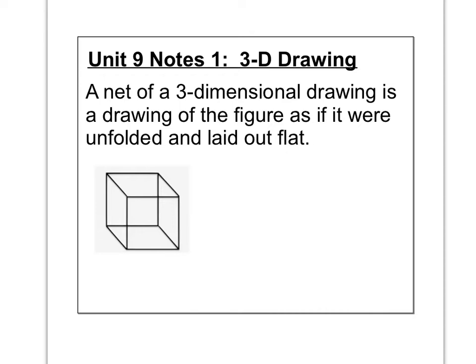A net of a three-dimensional drawing is a drawing of a figure as if it were unfolded and laid out flat. Imagine that this morning for breakfast you had some Honey Nut Cheerios and you were the person who finished the last of it. You finished off the box and you'll get in trouble from your mom if you don't recycle that box. And so you take your finger and you run it along the seams and you open that box all the way up so it's totally flat and laid out. That would be the net of the shape.